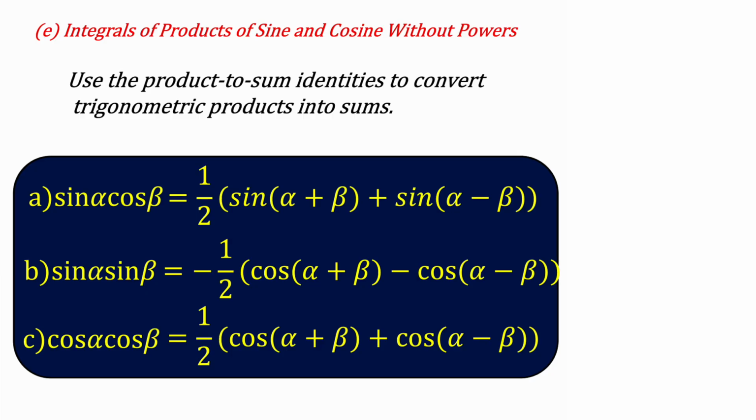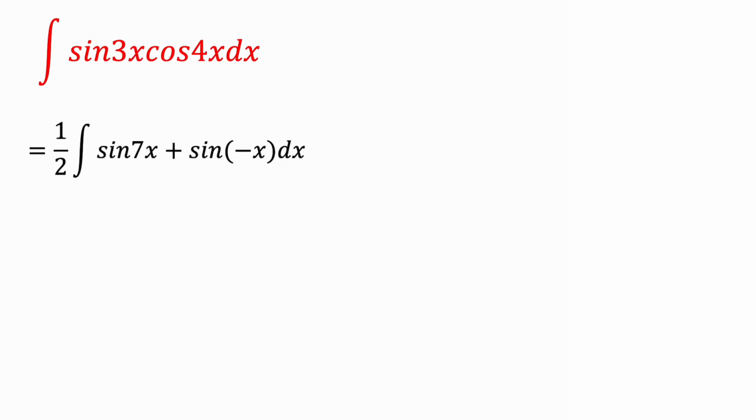For example, consider this integral: sine 3x times cosine 4x. All right, this is a product, and we don't know how to integrate a product directly. So we'll use the formula. Which formula are we using here? The first formula. In this example, alpha is 3x and beta is 4x. So I'll use the first formula. We get 1/2 times sine of their sum plus sine of their difference.